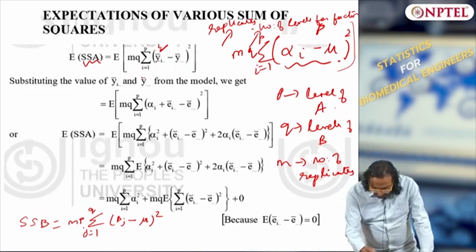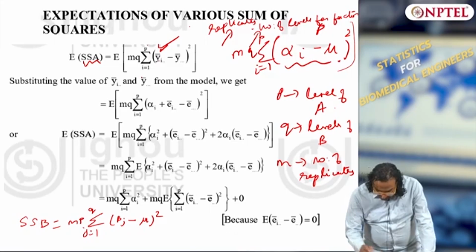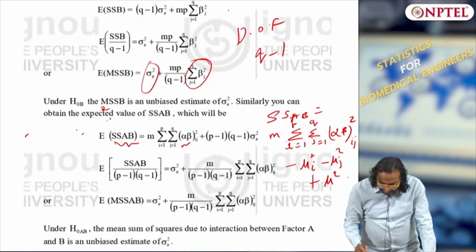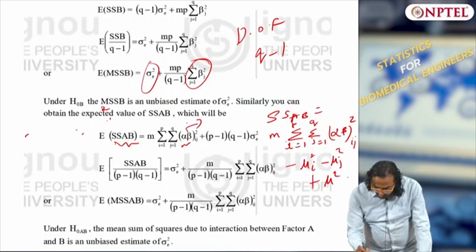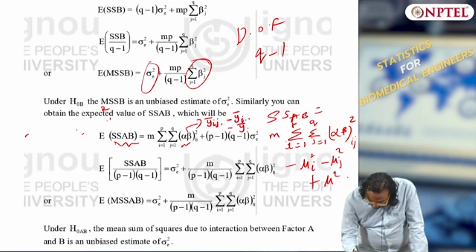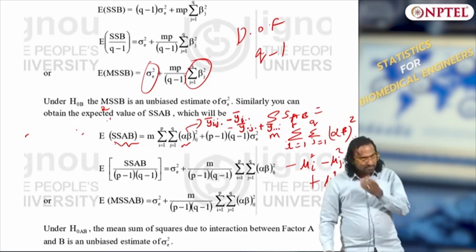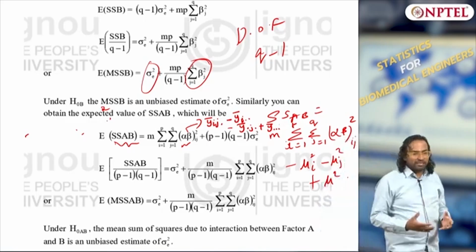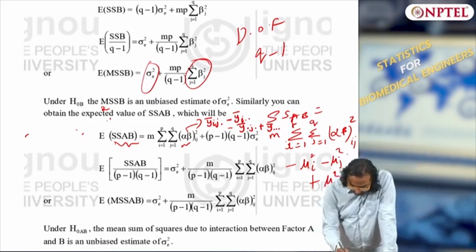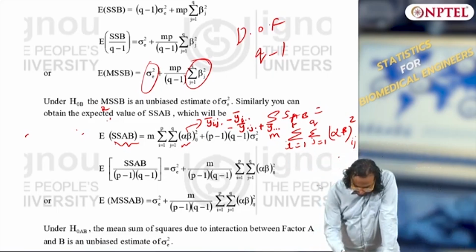So this is my sum squared A. This ideally is my sum squared B, and your sum squared AB is all this. This will be y bar ij dot minus y bar i dot dot minus y bar dot j dot plus y bar dot dot dot. Alpha beta itself is this whole thing. So all of this will not be there because alpha beta itself is included, everything is included there.